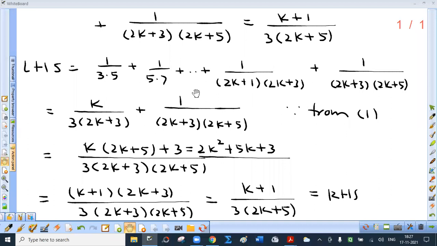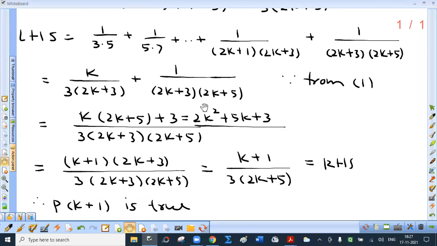So this is LHS. Now see the cursor. The sum of these terms is this from 1, so 1 term extra. How do we add fractions? LCM. LCM is 3 into (2k plus 3) into (2k plus 5). Numerator: k into (2k plus 5) plus 3. That is 2k square plus 5k plus 3.